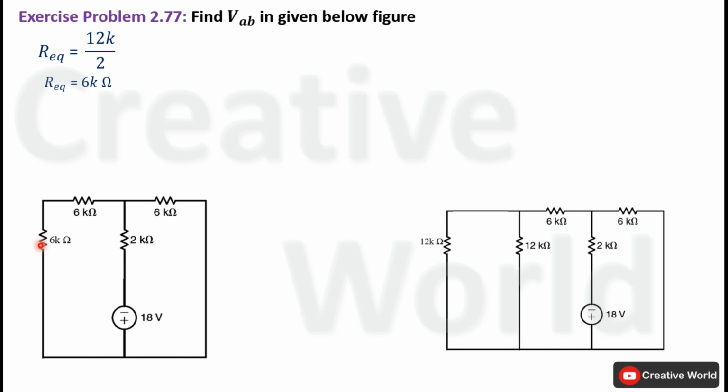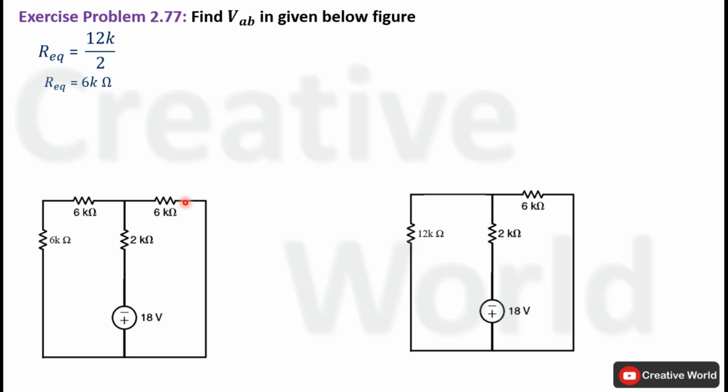Now these two resistances are in series connection. Find their equivalent resistance, which will be equal to 12 kilo ohm, the sum of both resistances. Replace these resistances with a single resistance of 12 kilo ohm. Now this 12 kilo ohm and this 6 kilo ohm are in parallel connection. We will find their equivalent resistance using this equation, the product of both resistances divided by their sum.